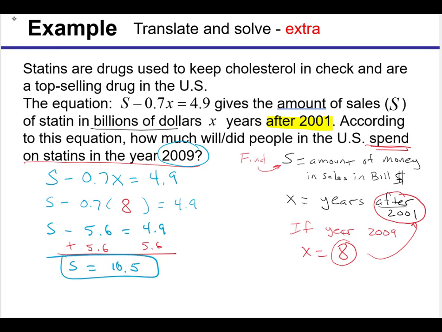The algebra is done. But it's not really done if you don't know what it means. So I'd like you to be able to explain the answer. What does 10.5 mean? It means the drug companies sold $10.5 billion of this drug, statin. The drug companies make a killing. I kind of mean that metaphor literally too, but they make a lot of money off of selling their drugs.